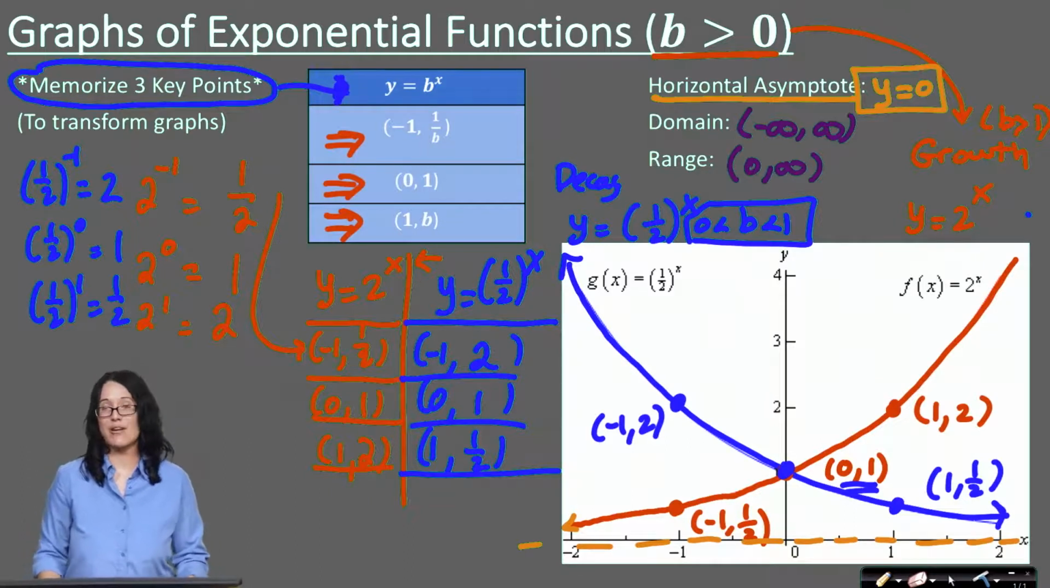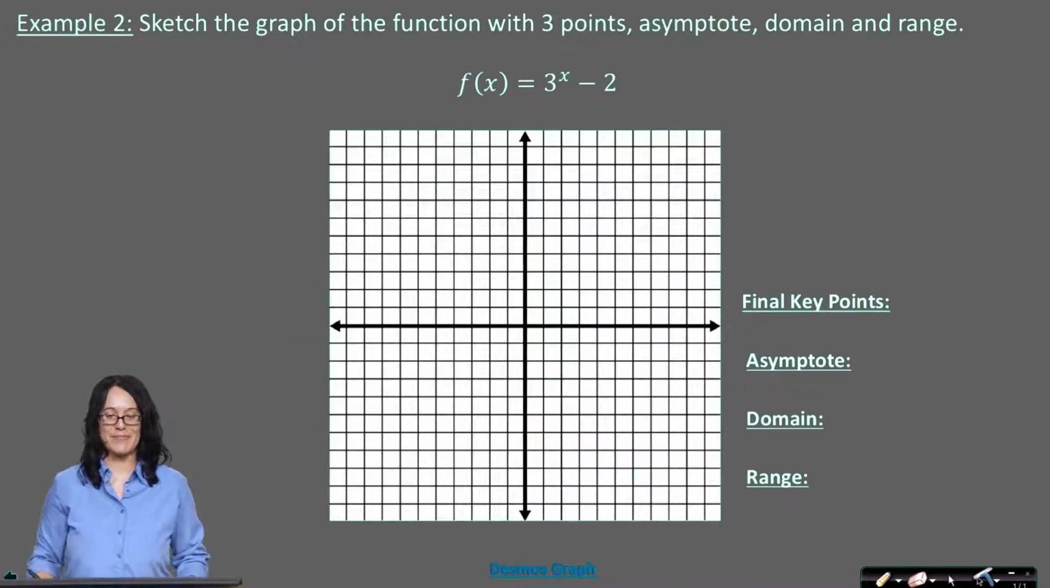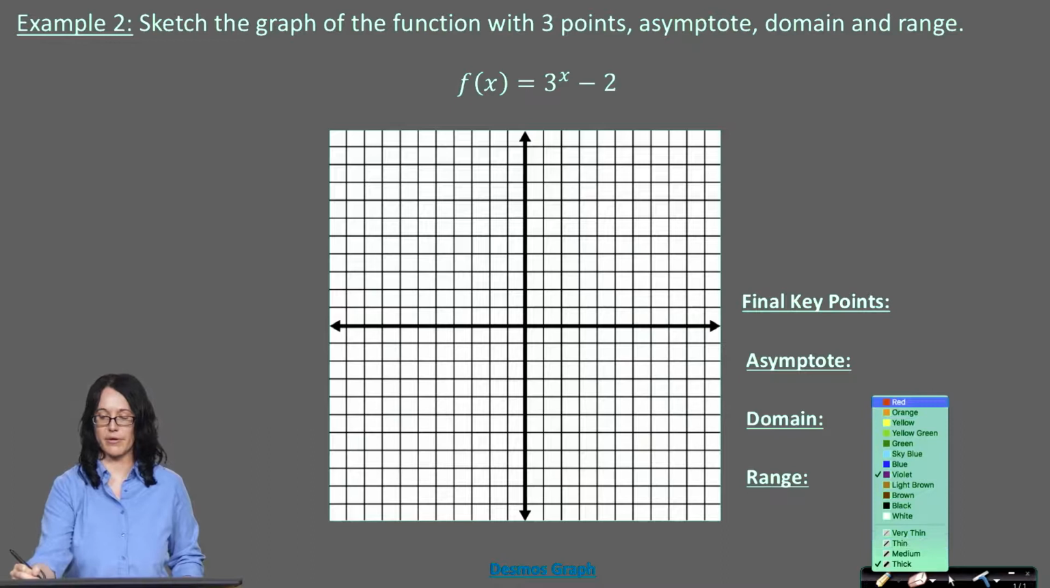Okay, so let's head over to our next example where we try to graph exponential functions by remembering these 3 key points. So make sure they're written down somewhere. We have this equation, f of x equals 3 to the x minus 2. It asks you to graph the function with 3 points. Tell me about the asymptote, the domain, and the range. So let's really take our time and make sure we understand what's going on.